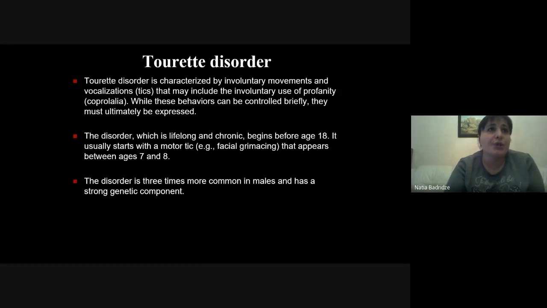Another type of psychiatric disorder which might occur is Tourette disorder. Tourette disorder is a tic disorder characterized by involuntary movements and vocalizations, or tics, that may include the involuntary use of profanity, like coprolalia, while this behavior can be controlled briefly.